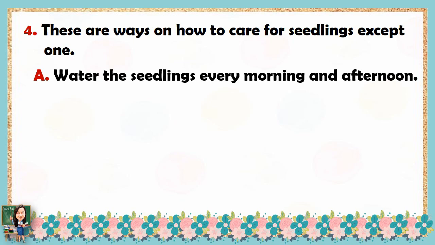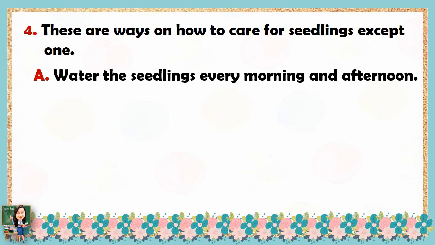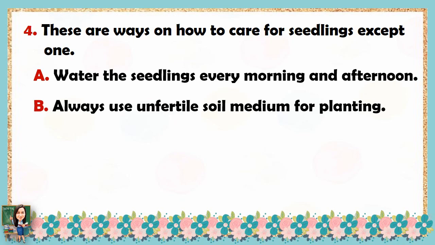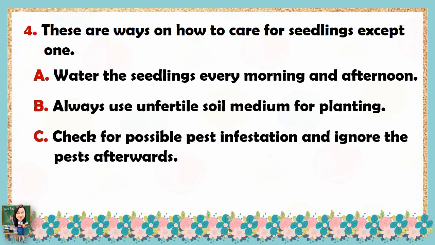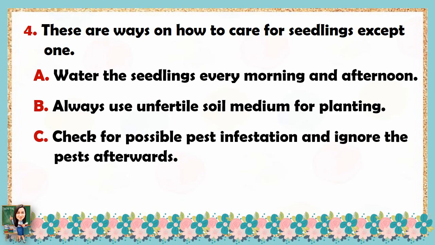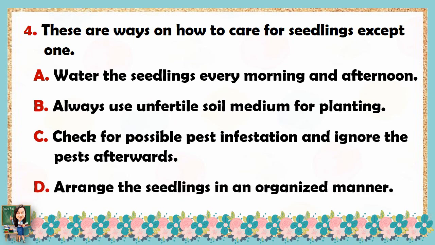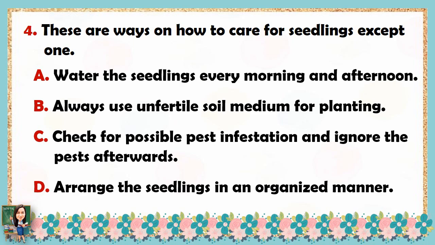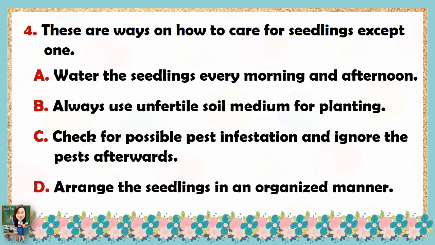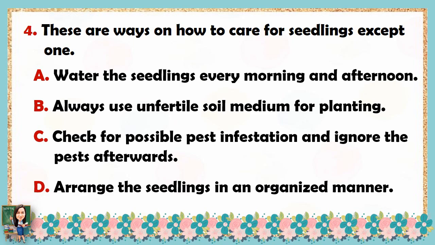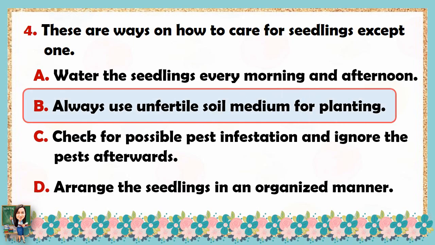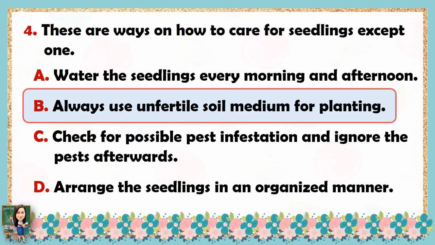Number 4. These are ways on how to care for seedlings except one. A. Water the seedlings every morning and afternoon. B. Always use unfertile soil medium for planting. C. Check for possible pest infestation and ignore the pests afterwards. D. Arrange the seedlings in an organized manner. What is the correct answer? Very good. The correct answer is letter B. Always use unfertile soil medium for planting.